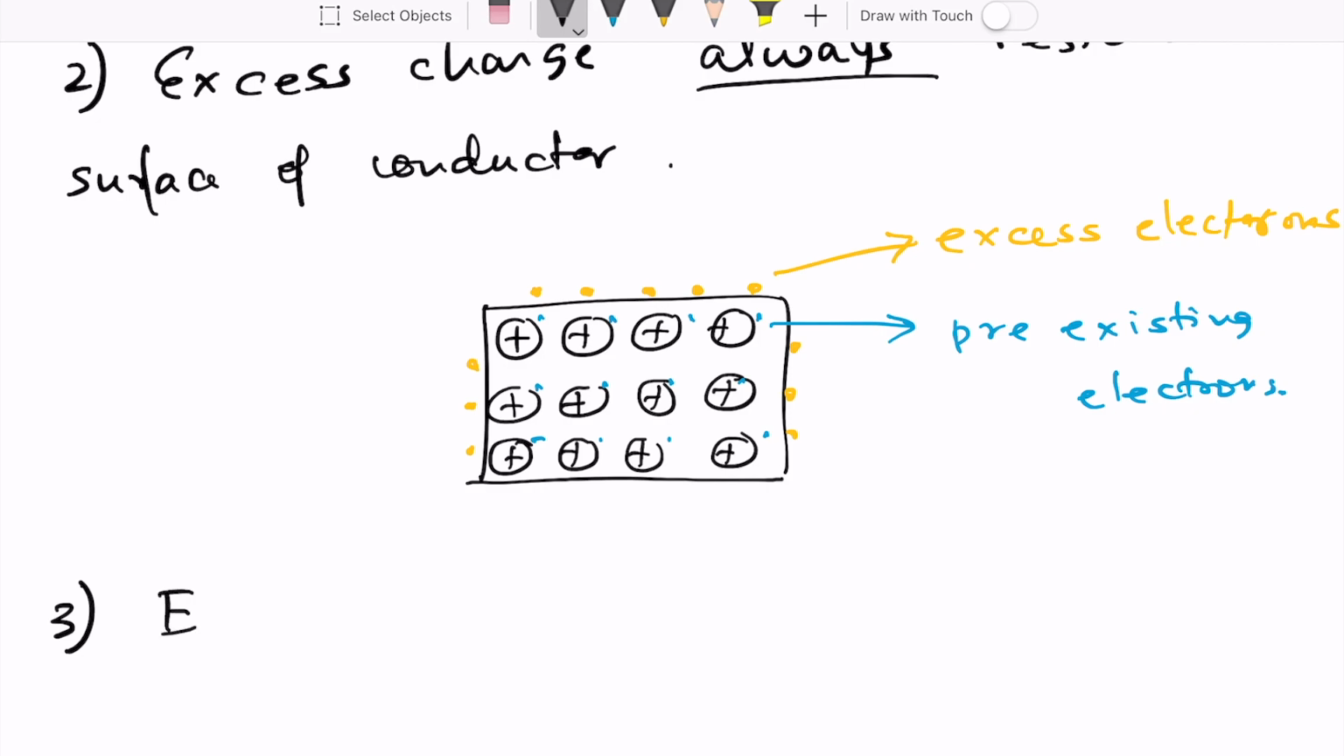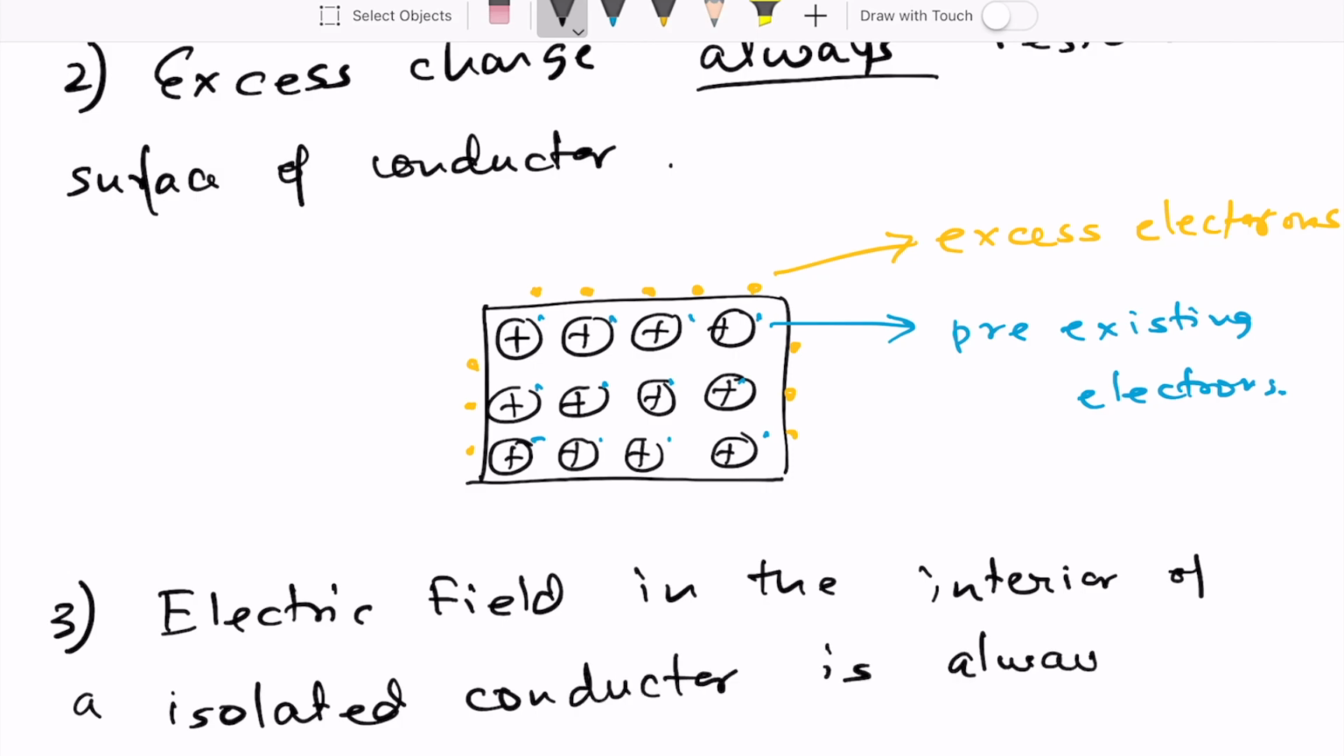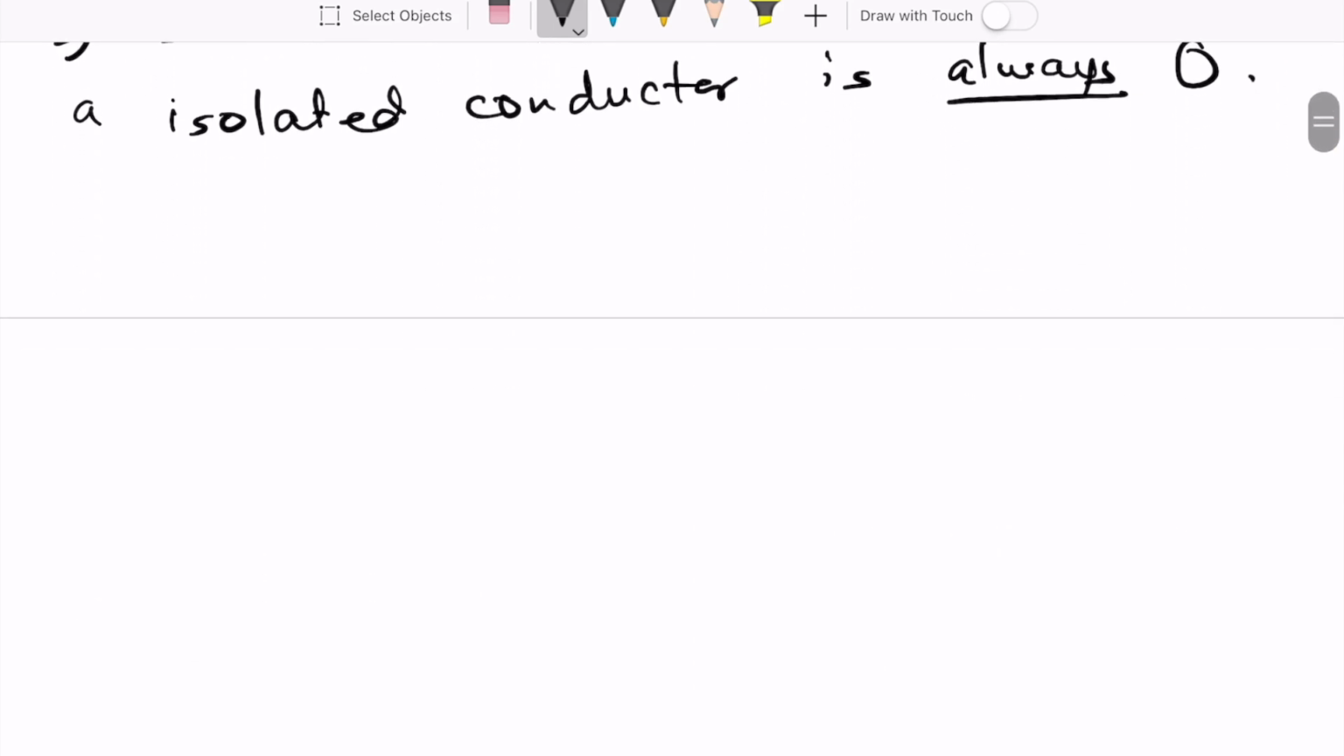All right. The third property, and this is very important and it's a bit subtle, is that the electric field in the interior of a conductor, I should say isolated conductor, is always 0. So in the interior of an isolated conductor, there is no electric field.